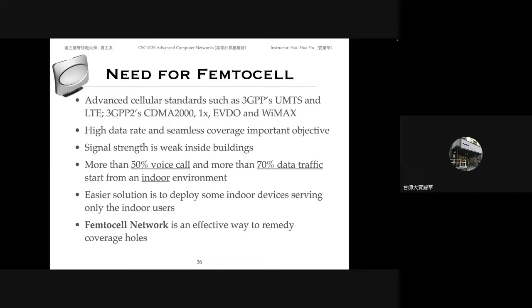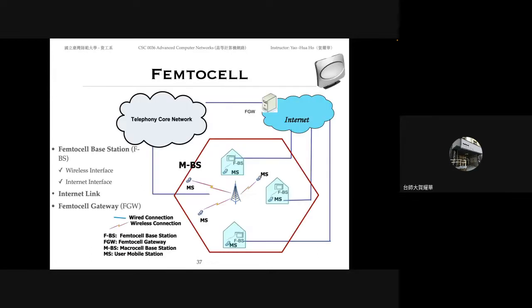However, you cannot deploy a very big base station in a building, for example Taipei 101. So a very easy solution is to shrink the cell to something like a Wi-Fi AP, which you can deploy inside the building to cover the connection there. The femtocell is a very efficient way to cover coverage holes. This is the quick concept of a femtocell.